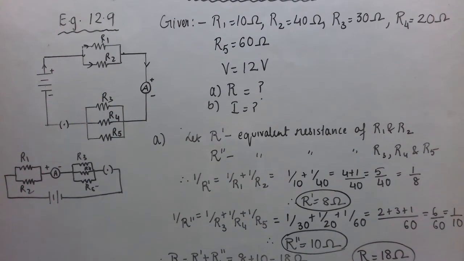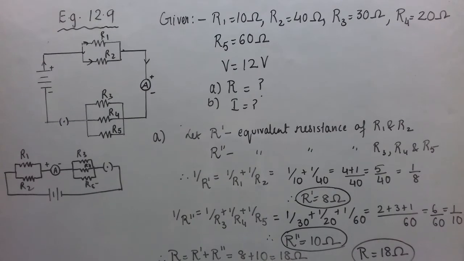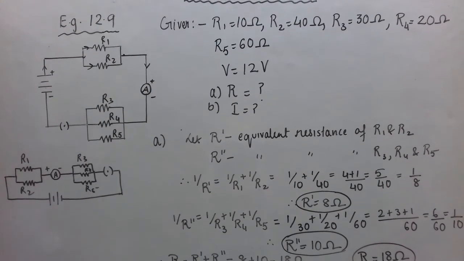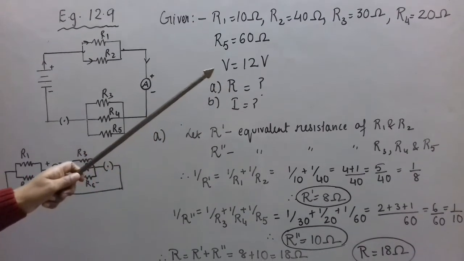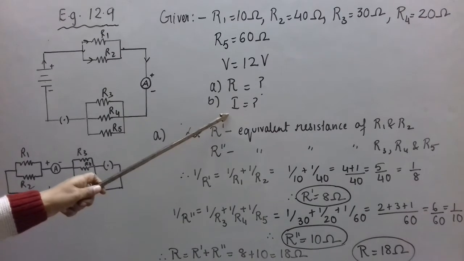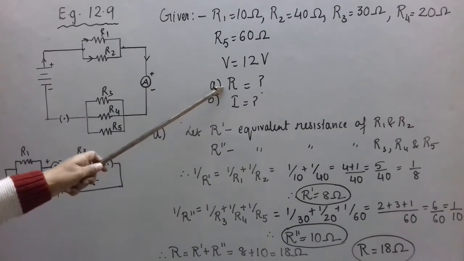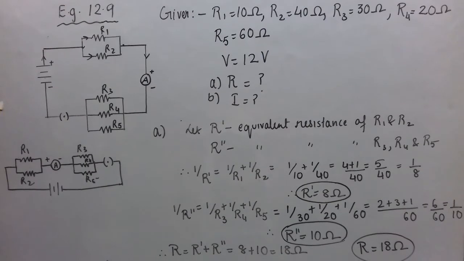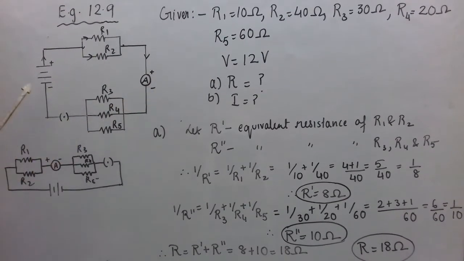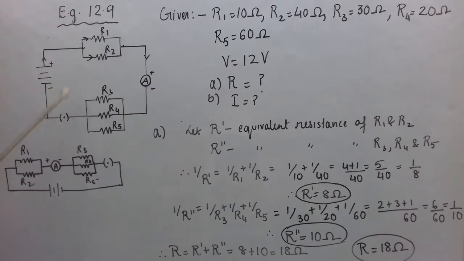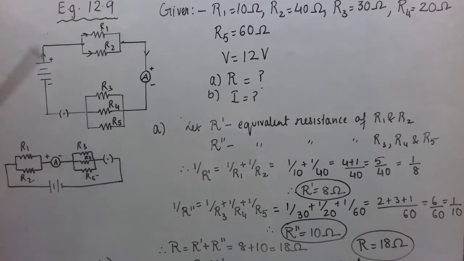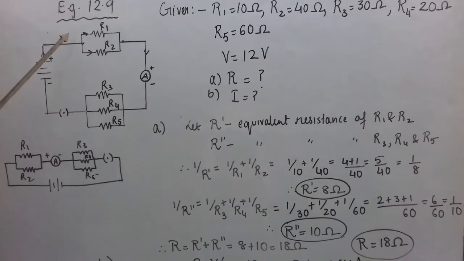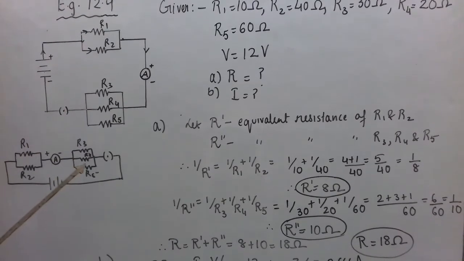Now you have to calculate the total resistance in the circuit and the total current flowing in the circuit. Total resistance, let us represent it by R, and total current, let us represent it by I. So you are supposed to find resistance and current in the circuit. V is 12 volts, it is given. Now when we look at the figure, some students may feel that R1, R2, R3, R4, R5 all are connected in parallel.